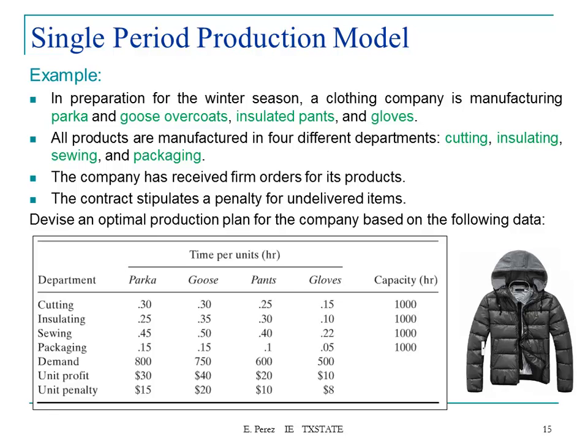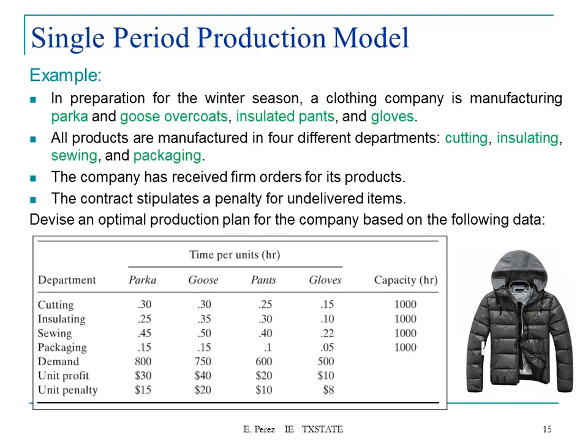You also have a capacity limitation in terms of the hours that you have available to perform these tasks. So that capacity limitation is in terms of your resources. So in terms of capacity, we are naming the capacity in terms of hours. So we have 1,000 hours for each one of the departments. So only 1,000 hours to perform each one of those tasks, and you need to use that capacity to produce the demand that was requested.